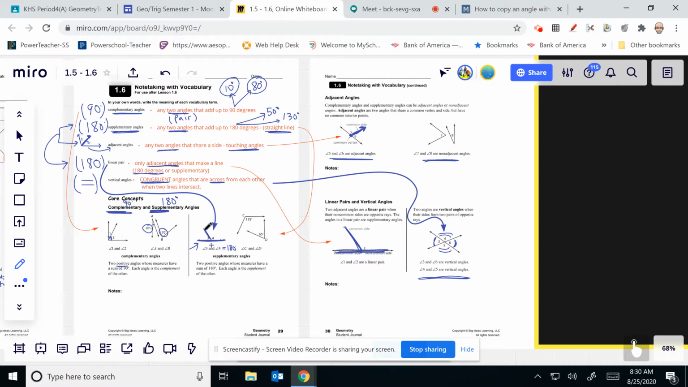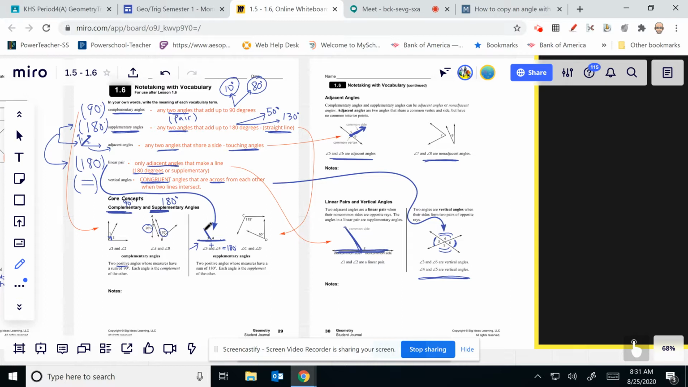So how do you remember the difference between complementary and supplementary, and which one's 90 and which one's 180? I use alphabetical order. Alphabetical order puts the C in front of the S. Since C is in front of S, then 90 has to come before 180. So C matches with 90, S matches with 180. Just the way I remember it. So that's the first 2 pairs.